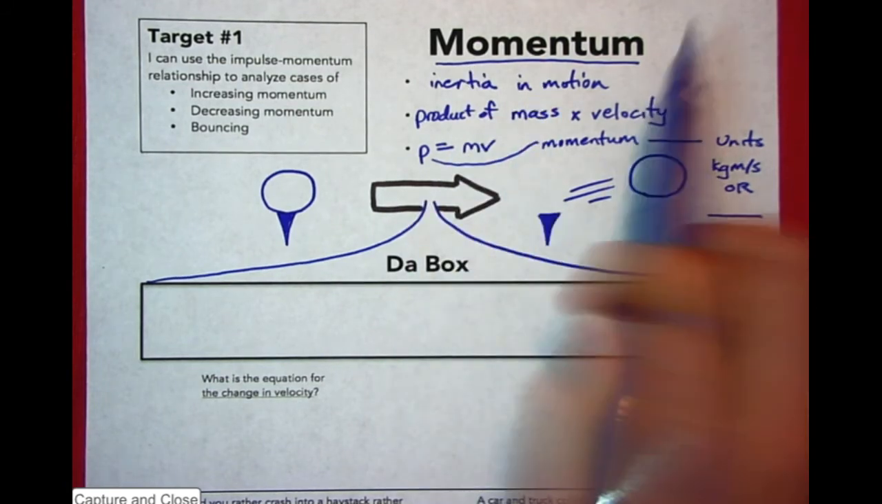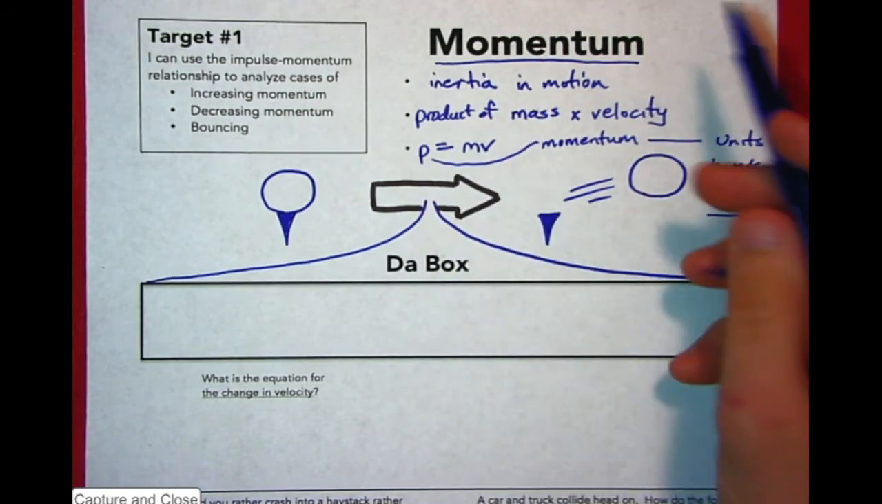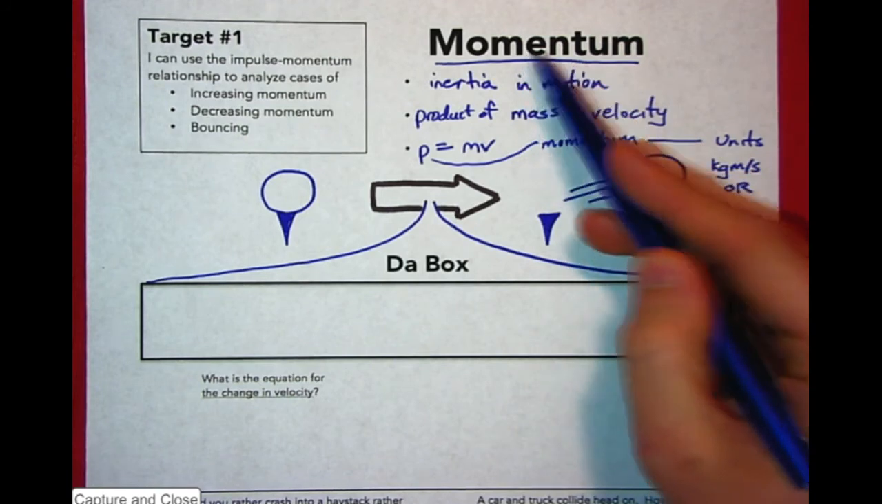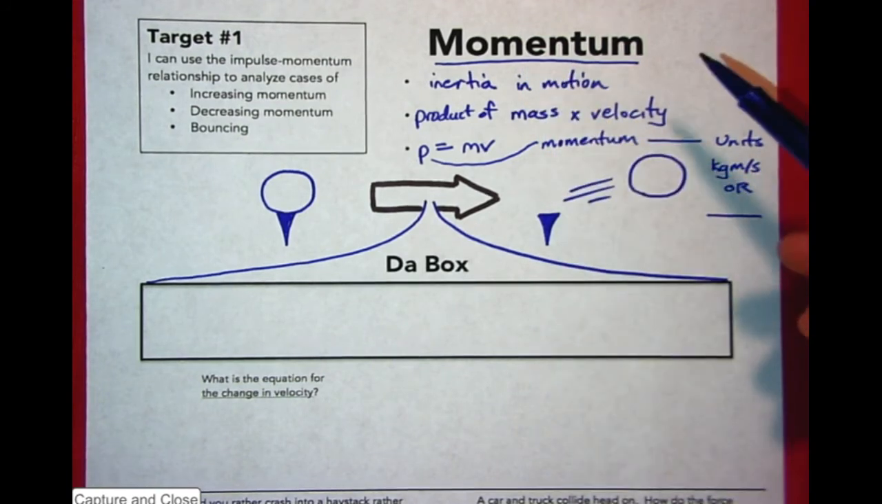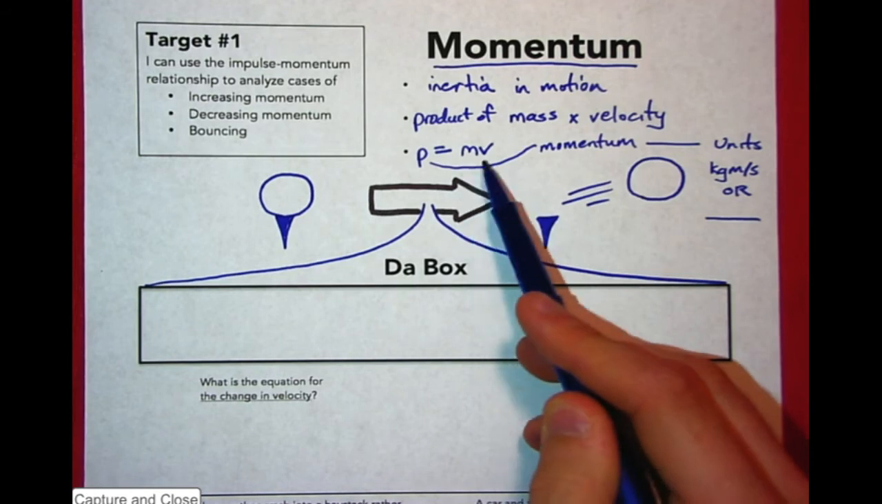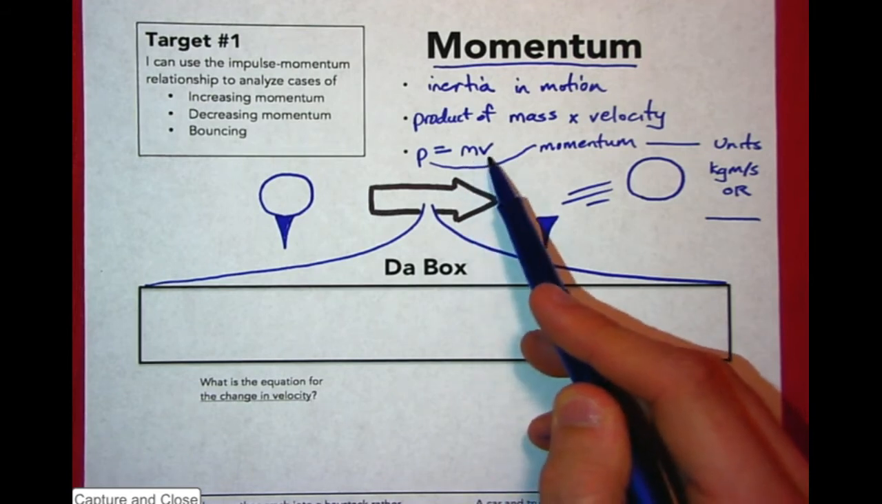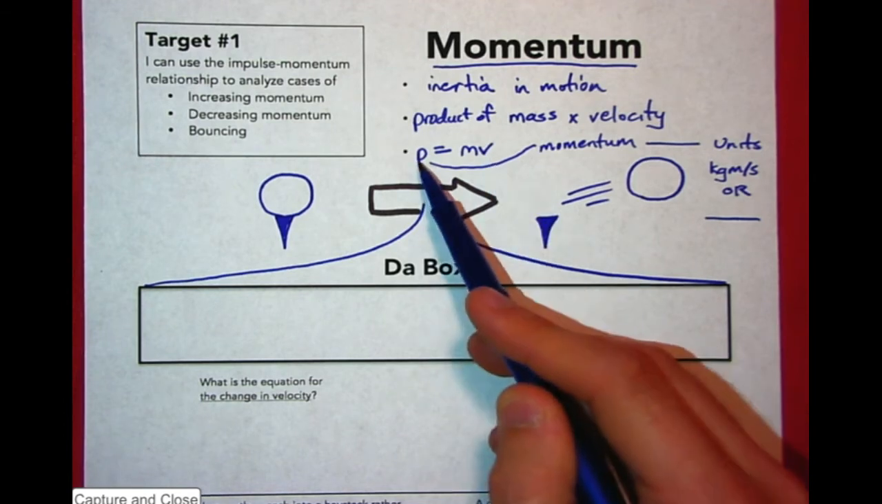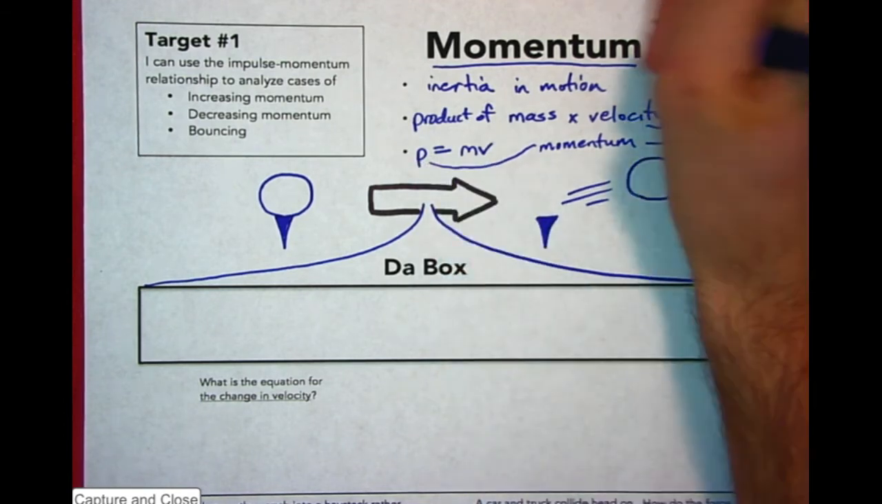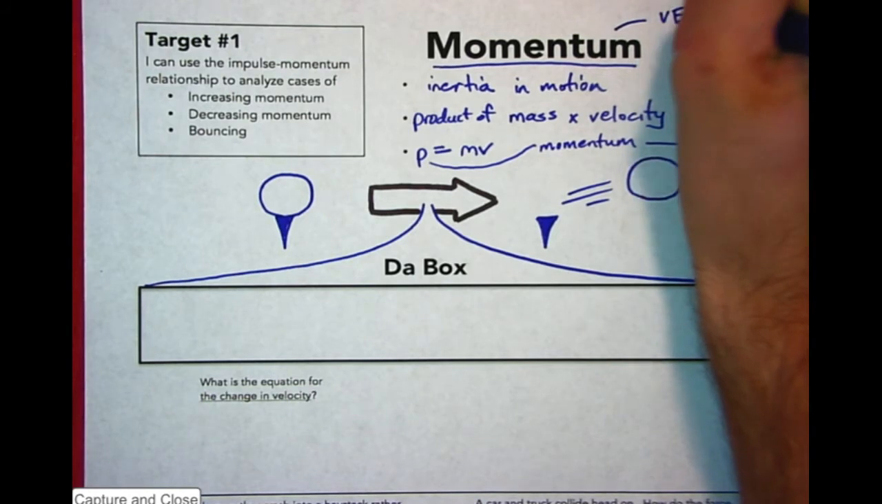Before I go on, one thing that I should have mentioned in the last video is what type of quantity momentum is going to be. Is it scalar or vector? Well, if we look at what goes into it, mass times velocity. Mass is scalar, but velocity is a vector. So it could be negative or positive, which means we could get a negative or positive momentum. So momentum is going to be a vector quantity.